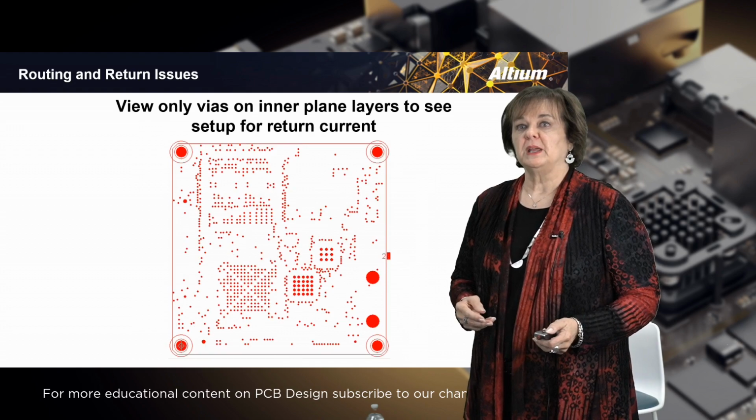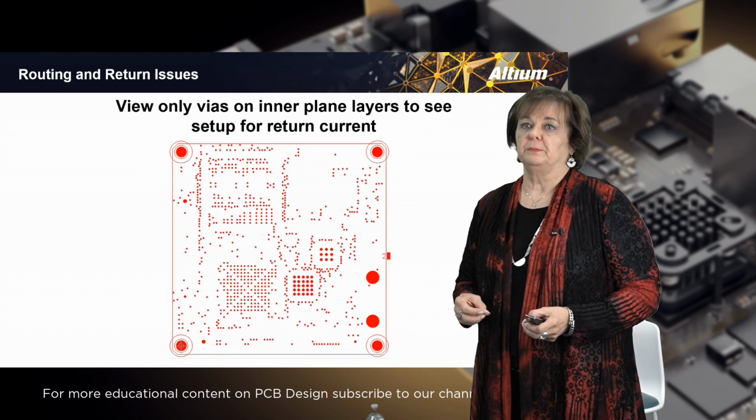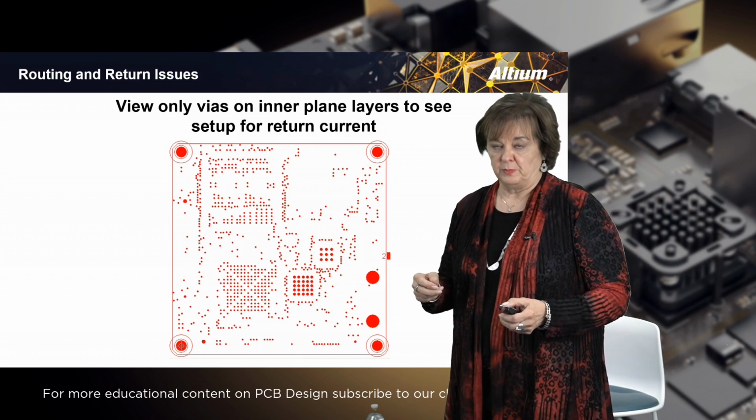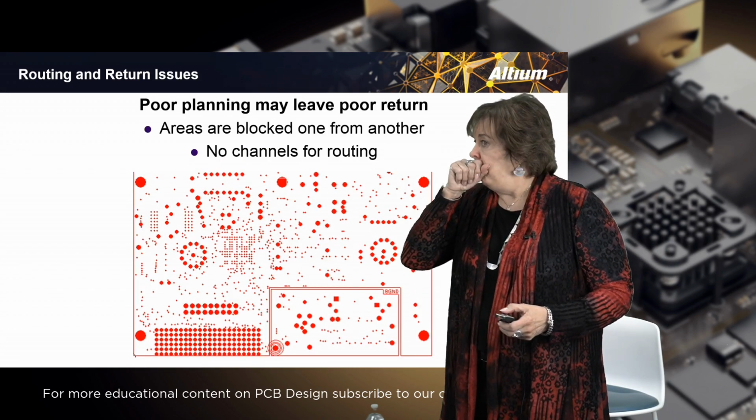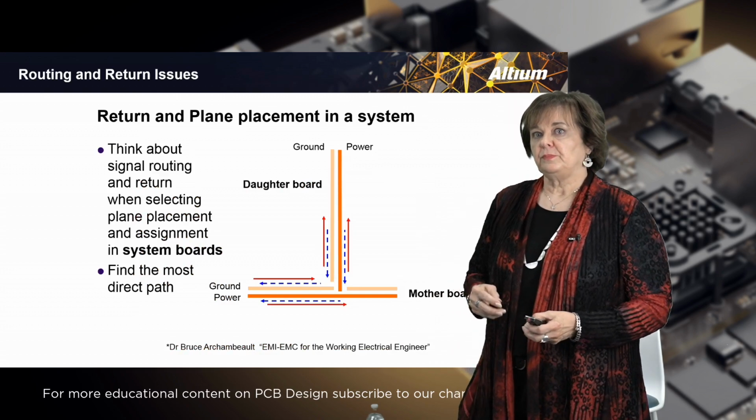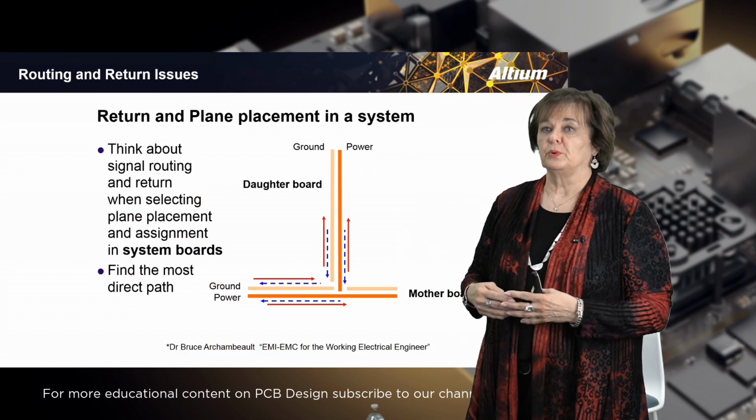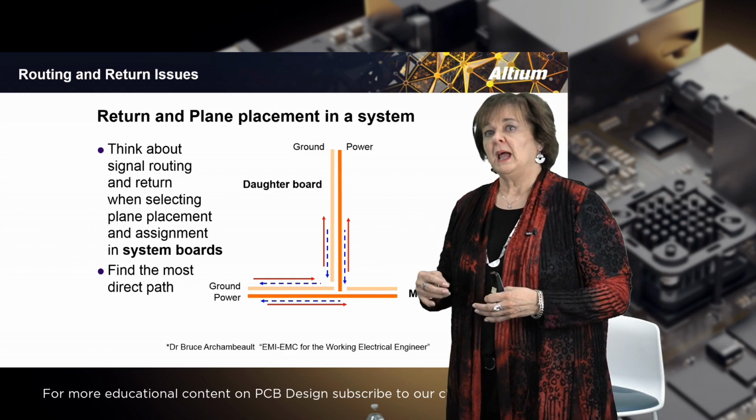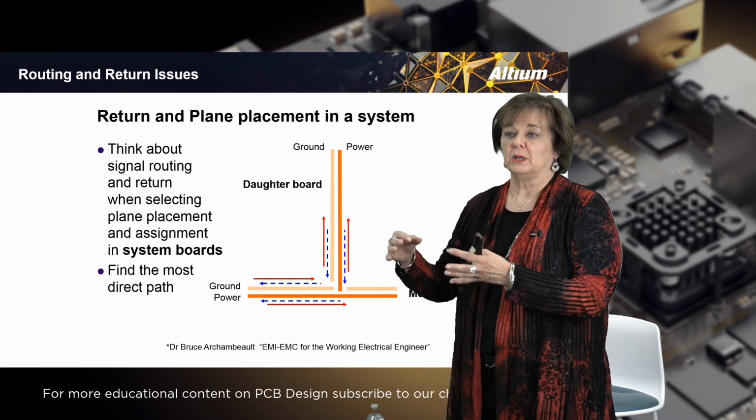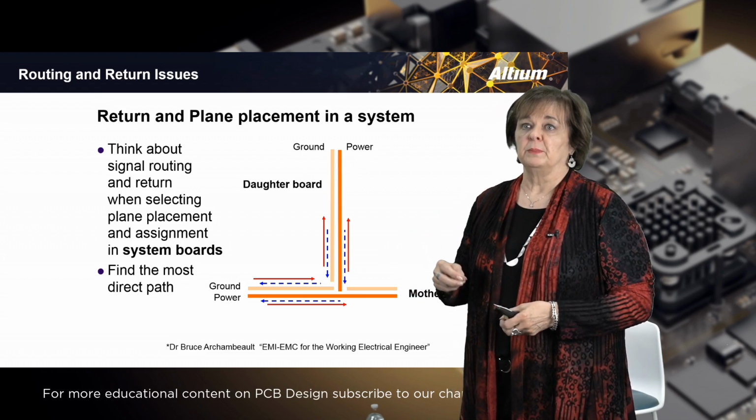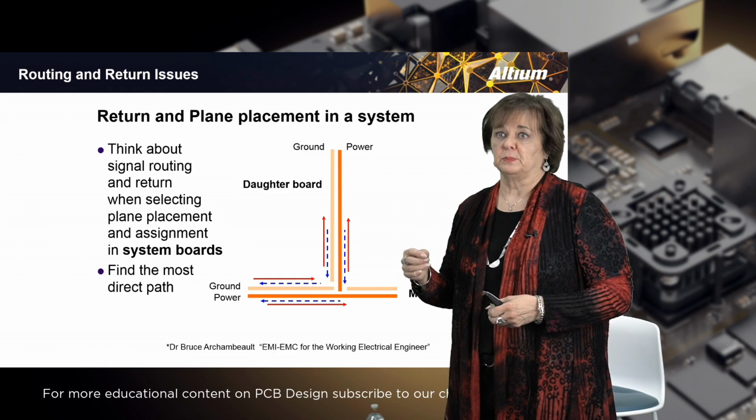So the point is, you want to be able to look at the pattern and see that you have a path for your signals and their return path. When you're setting up boards, like daughter boards and mother boards, into a system, and you're taking the same ground from one to the other, look at the way that they're going to align with one another and make sure that you can do it in the best way possible.